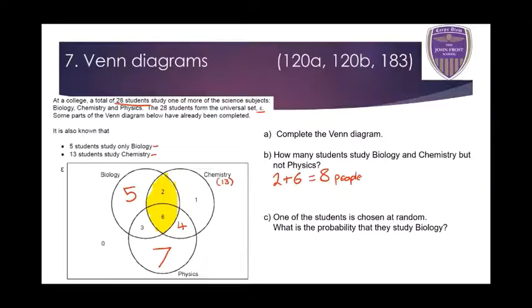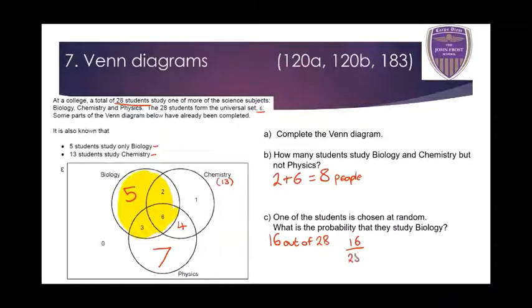One of the students is chosen at random. What is the probability that they study biology? So let's highlight the biology circle first of all. Well, this is our biology circle, okay? So all the numbers in this will tell us how many people study biology in total. And if you add them up, we have got 5 plus 2 plus 3 is 10 plus 6 is 16. So 16 pupils study biology out of 28, because that's the pupils there were in total.